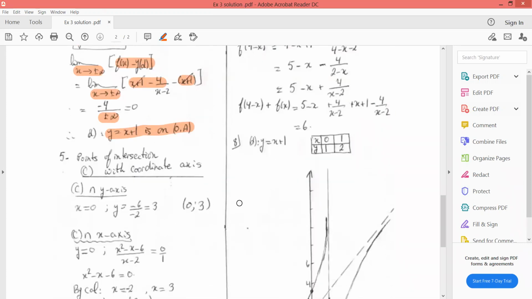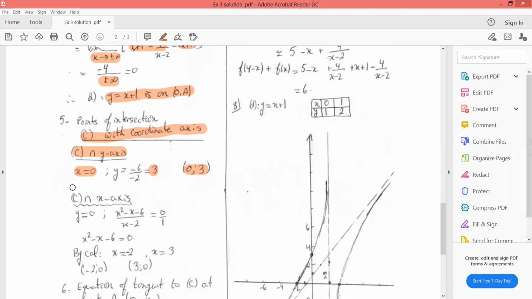5. We are going to calculate points of intersection between C and the coordinate axes. The coordinate axes mean the x-axis and y-axis. First, let's determine C intersection y-axis. For C intersection y-axis, we take x equal to 0. We replace x by 0, we get y equals 3, and the point is (0, 3).